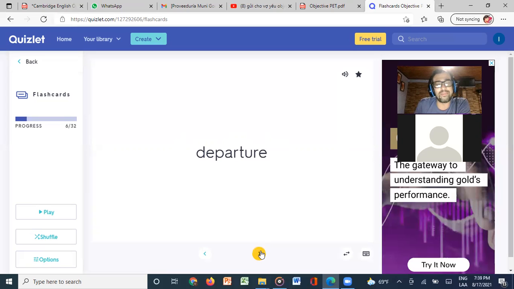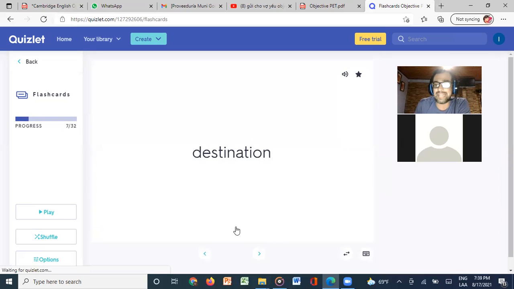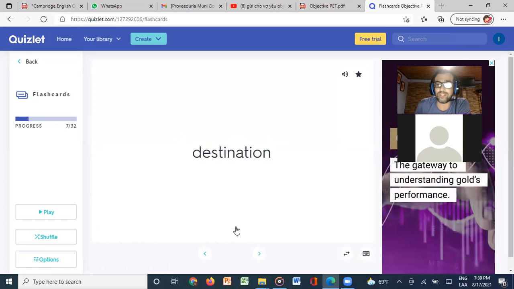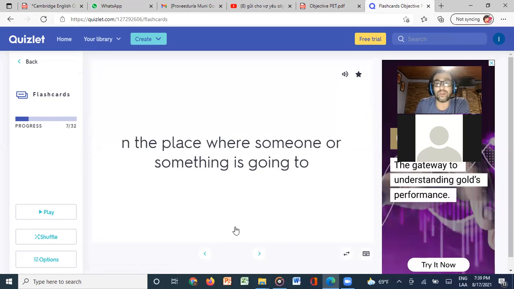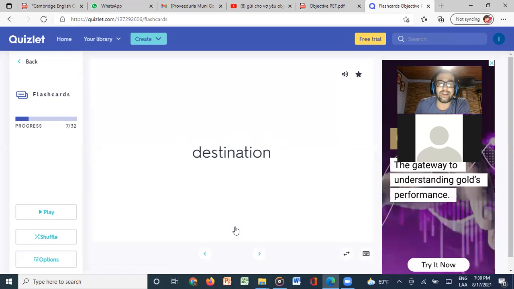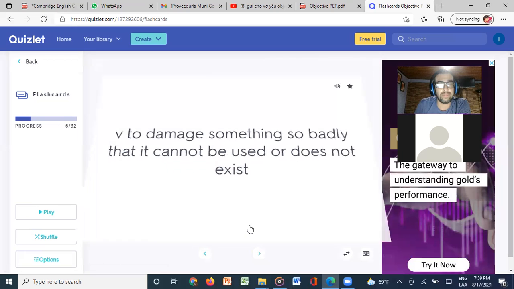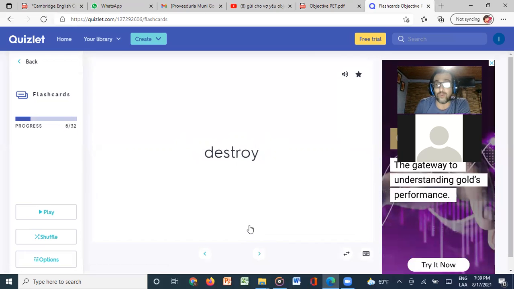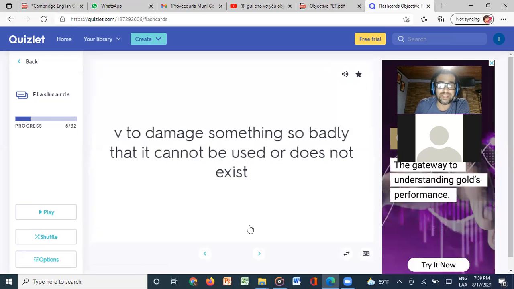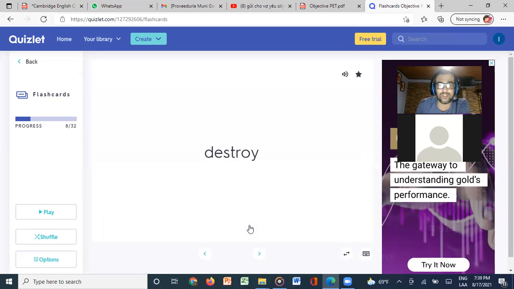Now, number seven, destination. This one is very easy, right? What's your destination if you're going to a place, right? Well, it's the place where someone or something is going to. So my destination is Guanacaste, for example. So I'm going to Guanacaste. So that's the seventh word. Now the eighth one is destroy. Well, that's to damage something so badly that it cannot be used or does not exist. So destroy something. Very, very easy, that one.